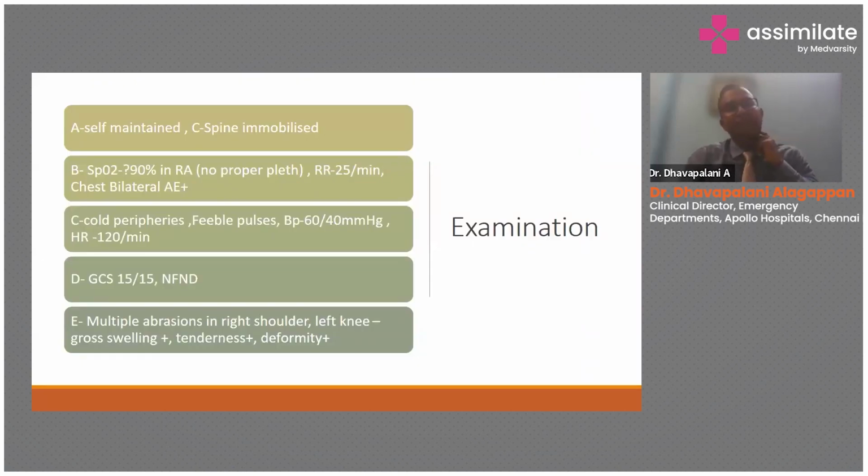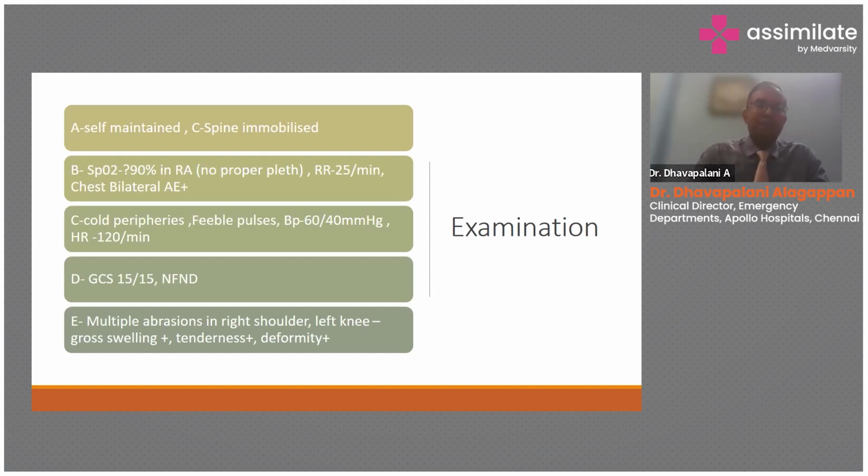He only came in on room air, so we gave him lots of oxygen. I keep reiterating, high flow oxygen is the way to go in all shocks. The guy had a respiratory rate of 25. He had cold peripheries, feeble pulses with really low blood pressure, 60/40. The GCS was 15. Despite that, he seems to be perfusing his brain for the moment.